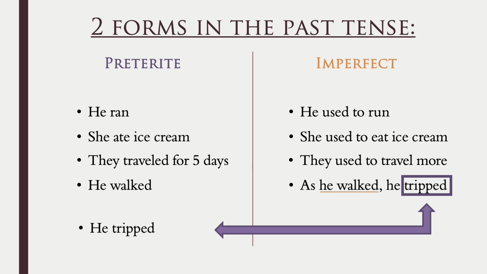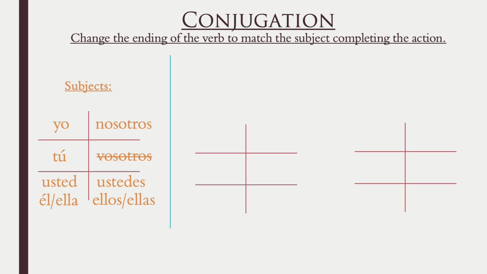Now let's learn the endings. So again, just as a reminder, I've got my subjects over here on the left side, just so you can remember where each one belongs: I, you formal, he, she, and then on the right, we, y'all, and they.